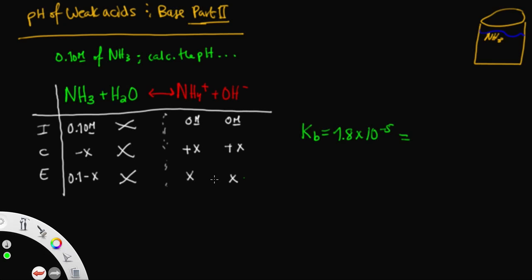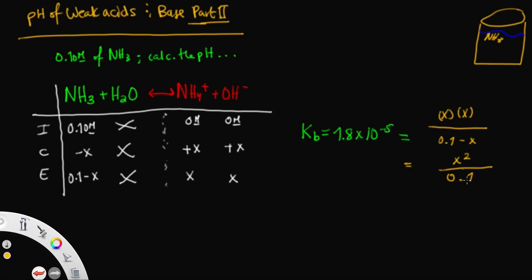And that will be equal to our products over our reactants, and that's going to be X times X. This is going to represent our ammonium, and this is our hydroxide, over 0.1 minus X. Okay, and we can simplify this as X squared over 0.1.